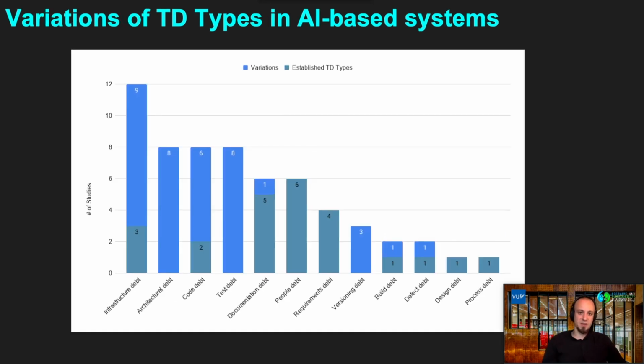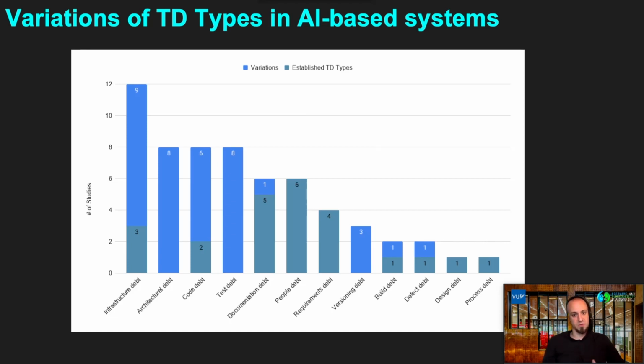Where our results start to get interesting is when we have a look at the variation of technical debt types in AI-based systems. And here we see that the picture completely changes. The most recurrent variation of technical debt type is infrastructure debt, which now regards the implementation and operation of AI pipelines, which can be extremely cumbersome if multiple AI pipelines occur in an AI-based system. This debt type also regards the suboptimal allocation of AI resources and weak AI model monitoring capabilities.